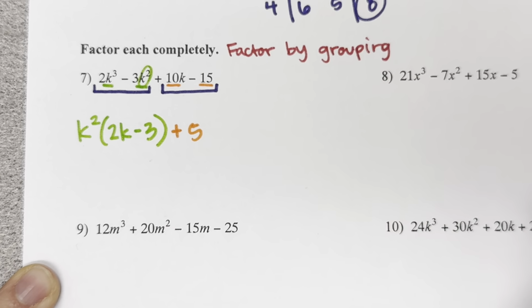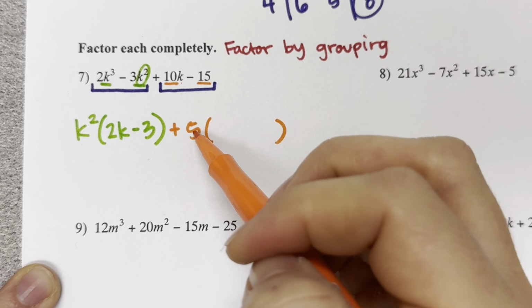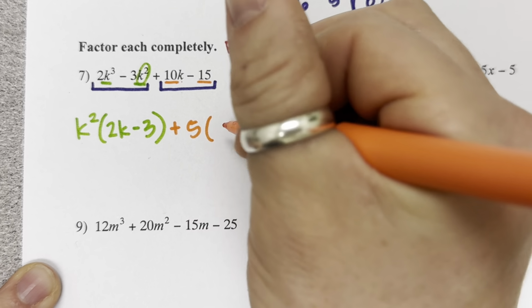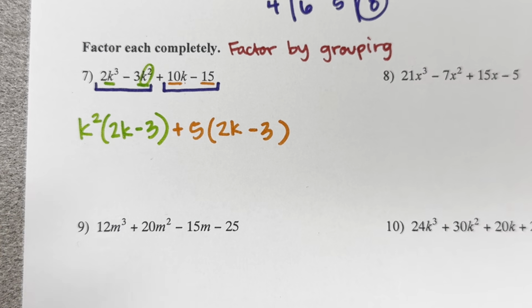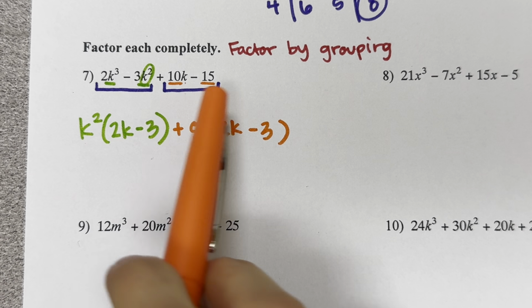Well, since my first term has a K, and my second term doesn't, I cannot take out any K's for these second 2 terms. So now I just figure out what's left over. 10 divided by 5, my GCF, will give me 2. Couldn't take out that K, so the K is still attached. -15 divided by 5 gives me -3. And we're done with our second 2 terms.